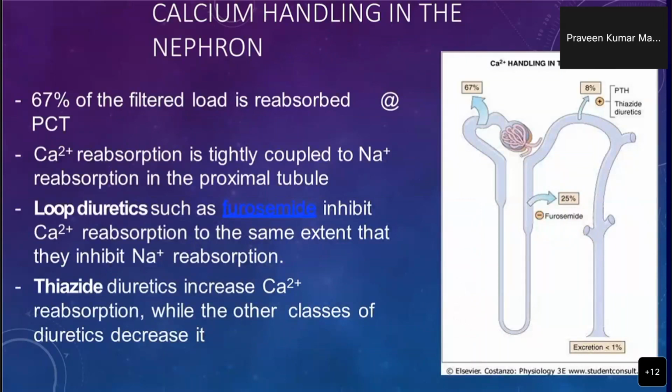Role of calcium handling in the nephrons. 67% of the filtered load is reabsorbed at the proximal convoluted tubule. Calcium reabsorption is tightly coupled to sodium reabsorption in the proximal tubule. Here, loop diuretics such as furosemide inhibit calcium reabsorption to the same extent as they inhibit sodium reabsorption, whereas thiazide diuretics increase calcium reabsorption, while the other classes decrease it.